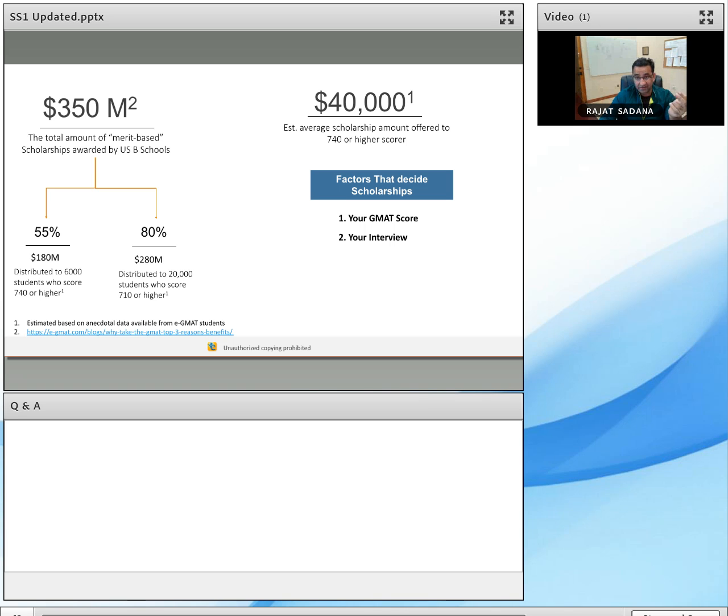And factors that determine how much scholarship money you get: one is your GMAT score. The second is how much they'll like you during the interview. And this is based on my personal discussions with B school officers, admission directors at top B schools. I do visit various business schools during the various conferences that we have during the year. So two factors determine your scholarship. It's not your application. It's not your letter of recommendation. But one, your GMAT score. Second, how much they like you during the interview.